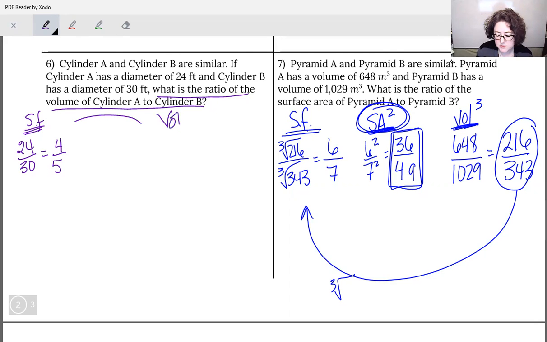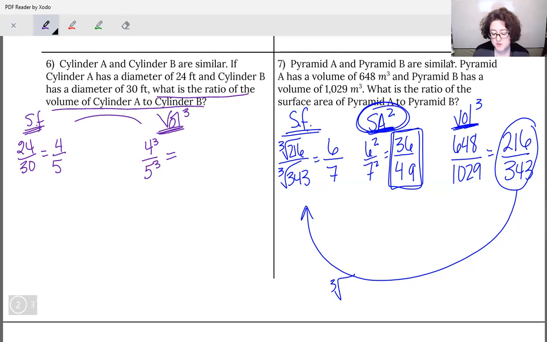So volumes. But what kind of units do we always have on volumes? They're always cubed units. So that's what we need to do to our values. We need to cube them. So we're going to take 4 and cube it, and we're going to take 5 and cube it. Simplify that out, and there's our answer.